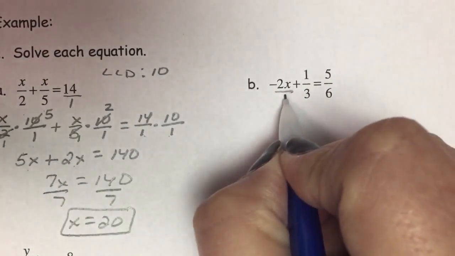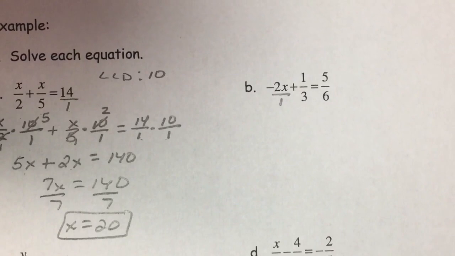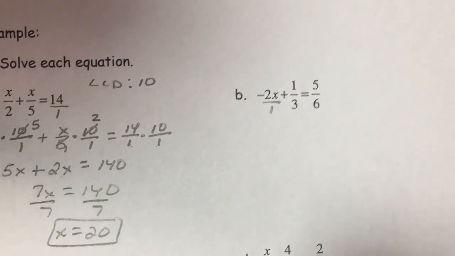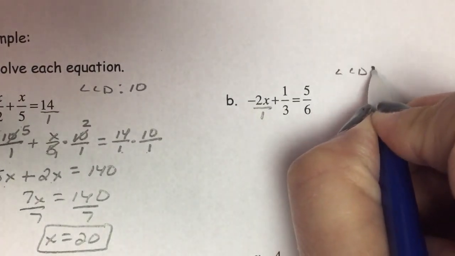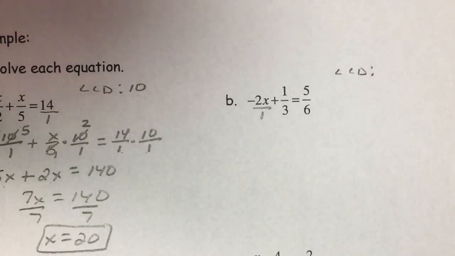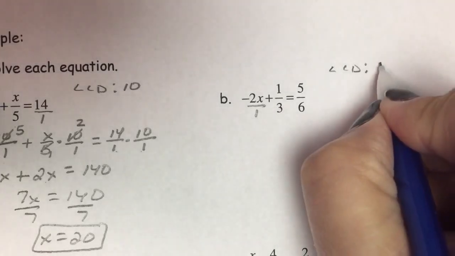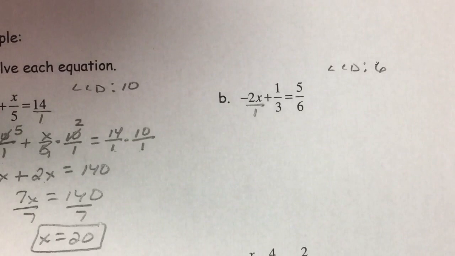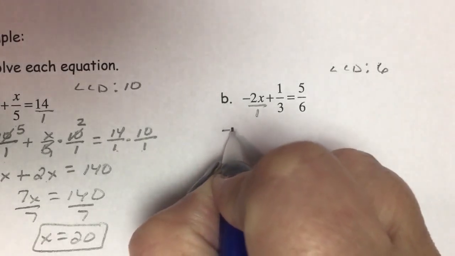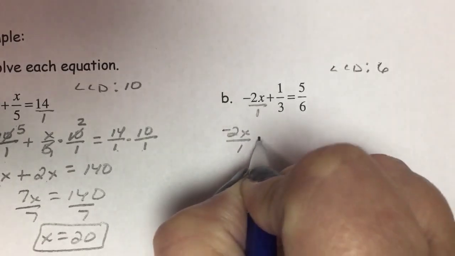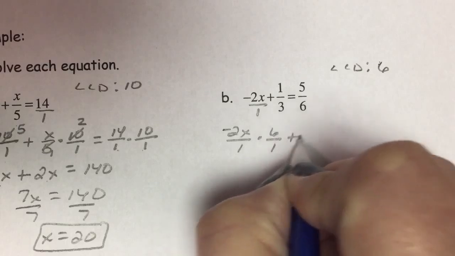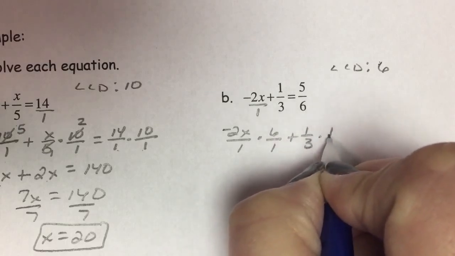Again, I'm going to put a 1 under anything that's not a fraction. So what is the lowest common denominator of 1, 3, and 6? What's the smallest number that 1, 3, and 6 all divide into evenly? The answer is 6. 6 divides into 6 evenly, 3 divides into 6 evenly, and so does 1. So I'm going to multiply each term by 6 over 1.